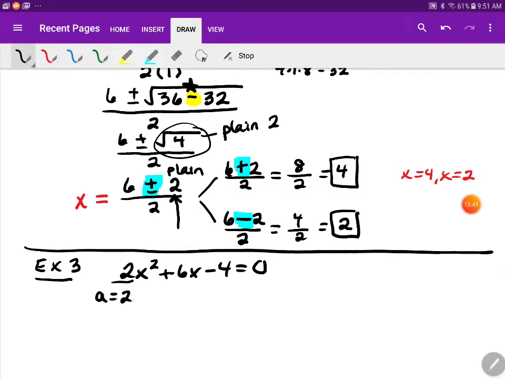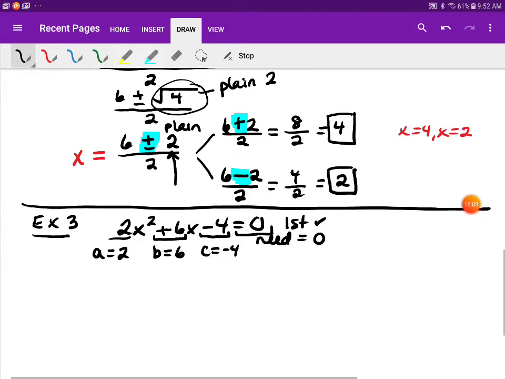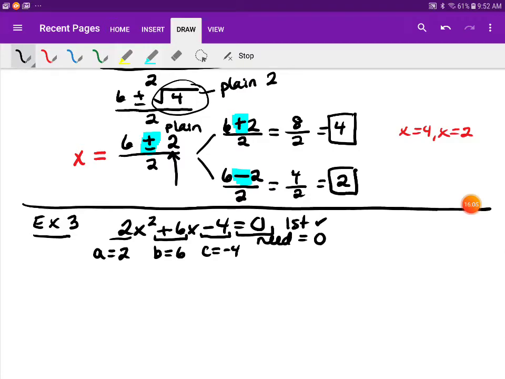So a is 2, b is 6, c is negative 4. Now I did that first, but you know what? My teacher brain looks at the equals 0, and I already saw that the 0 was there. But technically, this is the first thing that you should do, because sometimes they're not in the right order, and you have to move things around and get the equals 0 first. But right now, we're just practicing the very, very basics. Okay, so write the formula.